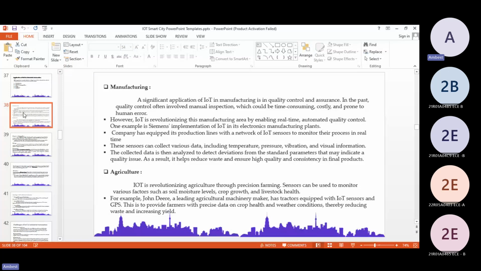They also collect data, and by analyzing that data, they detect deviations from the parameters. This may indicate a quality issue, and as a result this helps reduce waste and ensures high quality and consistency of our final products.